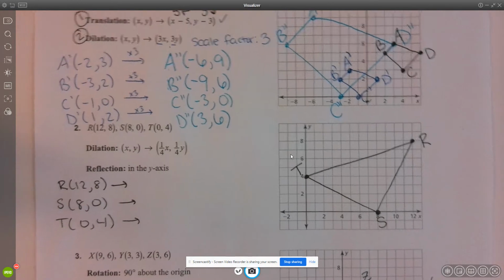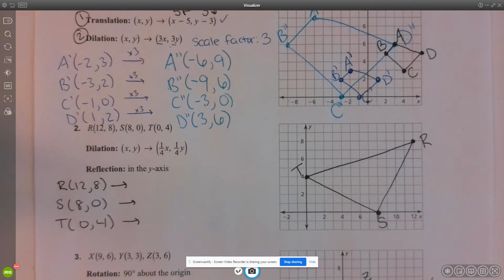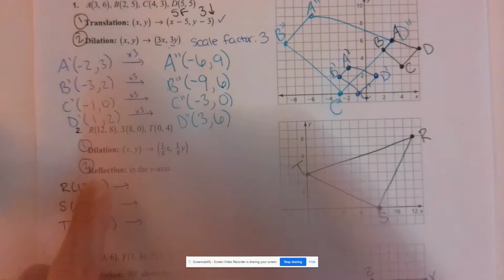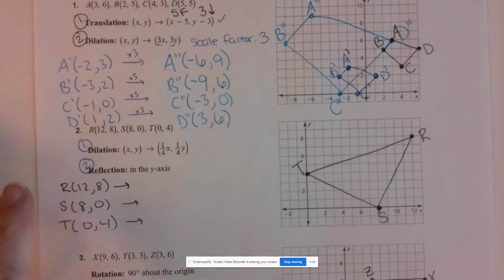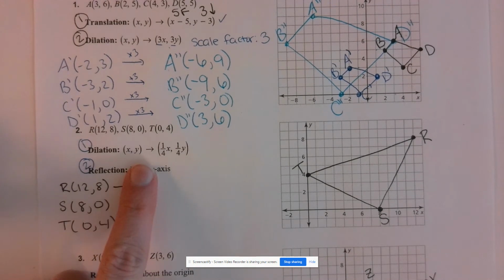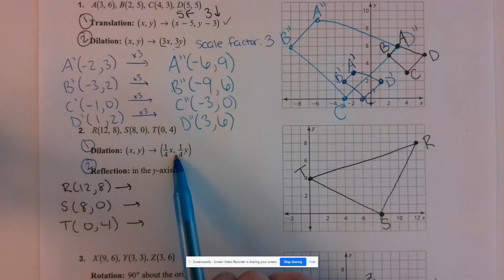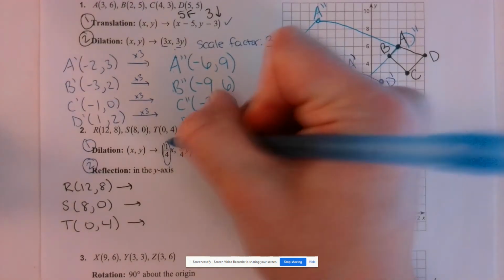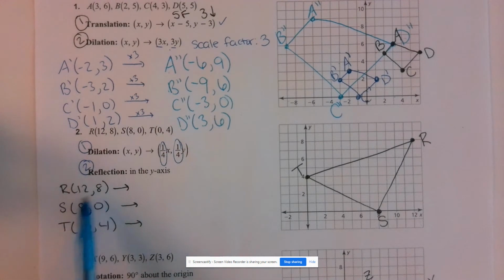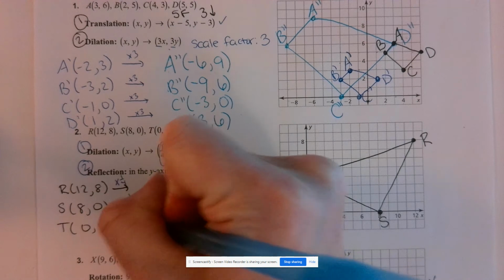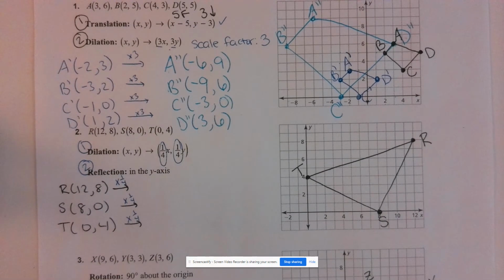In number 2, we're going to take our triangle and it asks us to do a dilation followed by a reflection. Okay. So I went ahead already, since I knew I was going to do a dilation, and I wrote down those ordered pairs of my pre-image. And from the rule, I can tell that my scale factor is 1/4 because I'm going to take my x and y coordinates and multiply them all by 1/4. Since this scale factor is less than 1, I should expect that this triangle will get smaller.